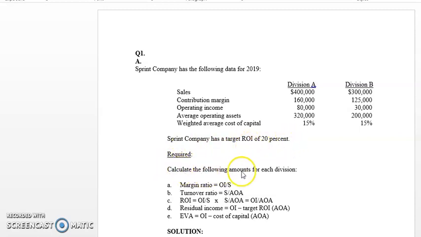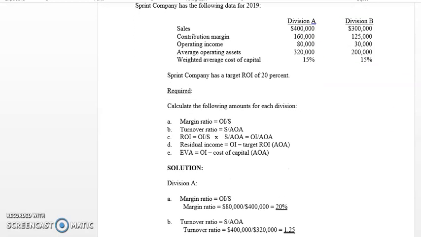Required, calculate the following amounts for each division. Margin ratio, operating income over sales; turnover ratio, sales over average operating asset; ROI, operating income over sales times sales over average operating asset; residual income, operating income minus target ROI times average operating asset. EVA equals operating income minus cost of capital times average operating assets. Okay, let's take a look at the first questions.